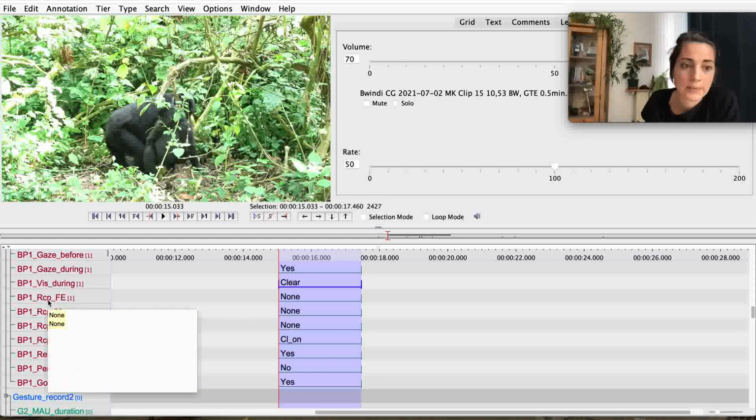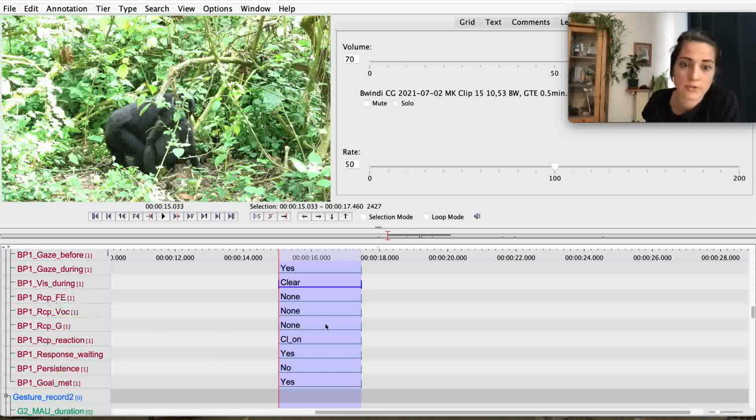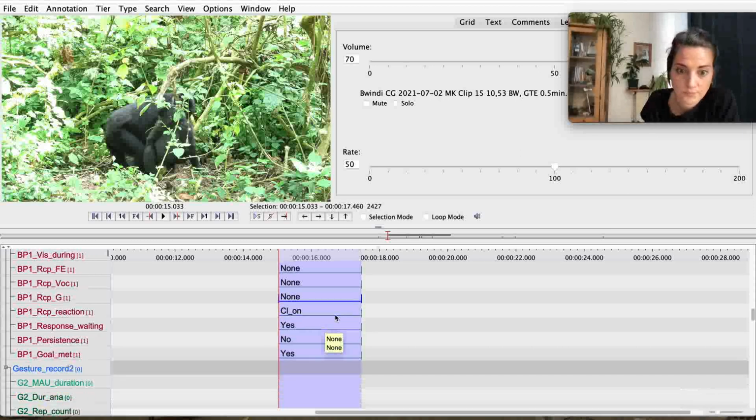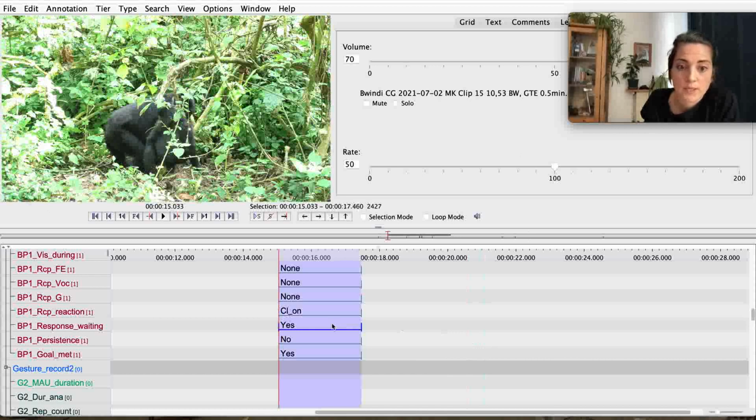And then we have facial expressions, vocalizations, and gestural responses. So was there any kind of communicative signal following this gesture instance by the recipient? Then we have recipient reaction, so the behavioral change of the recipient. In this case, it was climb on. Response weighting was yes, persistence no. There was no other gesture following this one, and then goal met yes.